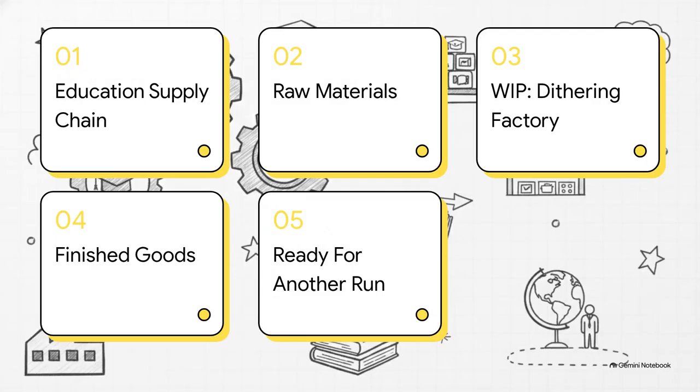Here is the factory floor plan for today. We'll start with the educational supply chain, dive into our raw materials, step onto the floor of the WIP dithering factory, reveal the finished goods, and finally, get ready for another run.